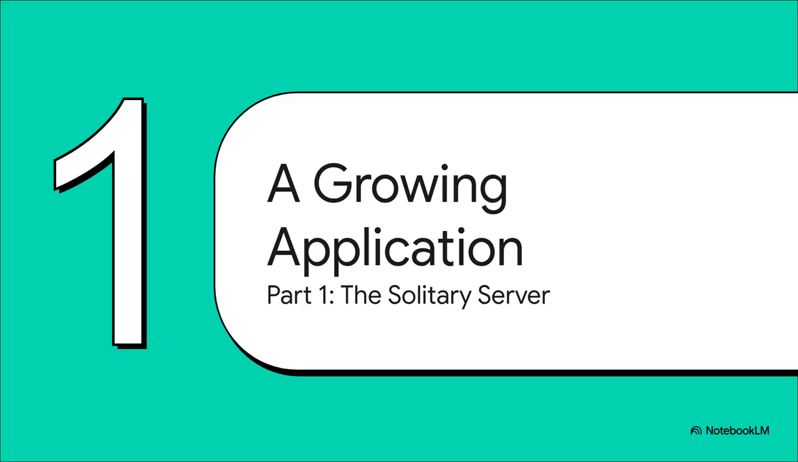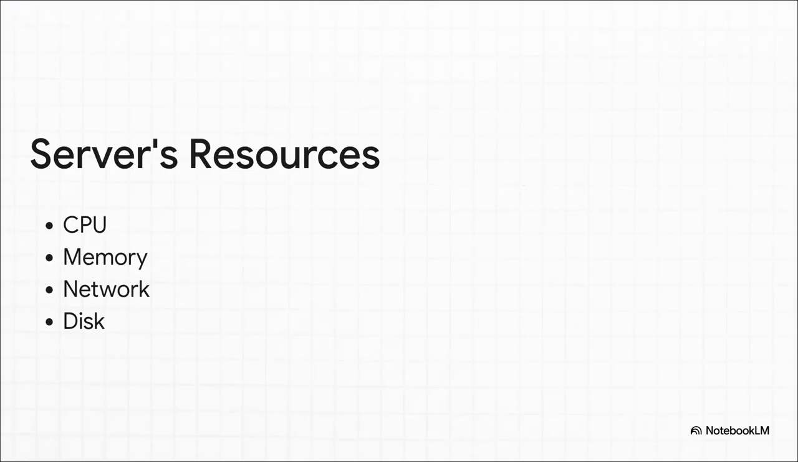All right, so every story has a beginning. And for a growing application, the origin story almost always starts right here, with a single, solitary server doing all the work. Now, any server, it doesn't matter how powerful or beefy it is, it really only has four fundamental physical resources to work with. Its CPU, its memory, its network connection, and its disk. That's it. So what happens when your application gets really popular?